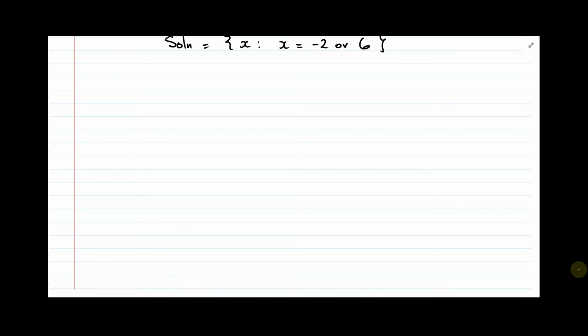All right. So question number 3. If we have the absolute value of x minus 2, minus 6 equals 0, we want to find x.